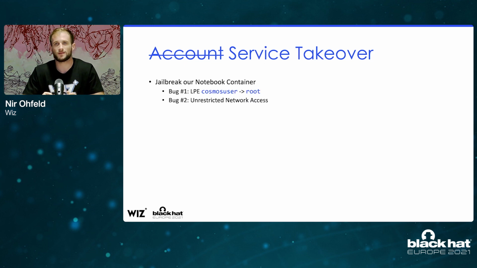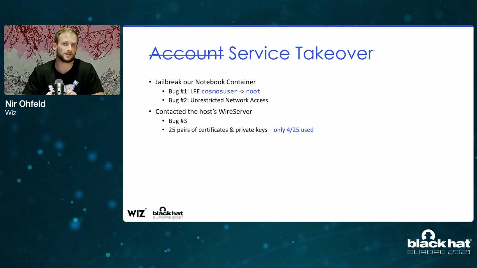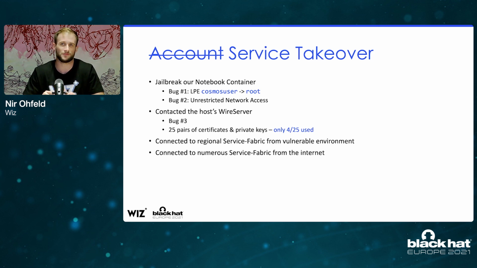We jailbroke the notebook container that comes bundled in with our Cosmos DB instance by exploiting bug number 1 and bug number 2. Then we contacted the host machine WireServer and got back 25 private keys, of which we only used a small portion. We used a couple of these private keys to connect to our regional service fabric control panel and listed the Cosmos DB instances in the clusters, including their credentials. Then we proceeded to use the same certificates to connect to other Cosmos-related service fabric management panels over the internet. After a week of research, we had to stop our engagement and reported everything that we found to Microsoft.